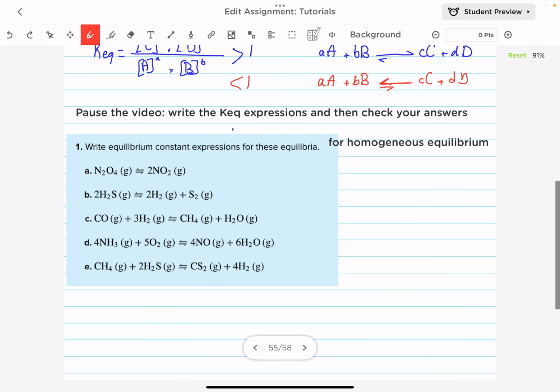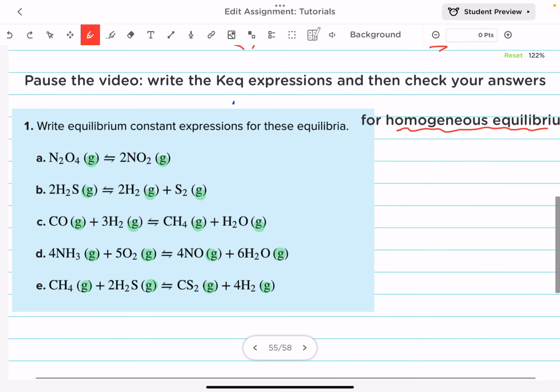Now let's take some examples and learn how to write the K expression of a homogeneous equilibrium. I would like to explain what a homogeneous equilibrium is. If you look at all these reversible reactions, you will see that every reaction has the same physical state, like all of them are gas. So it's a homogeneous equilibrium. Now, I'm going to start writing the K equilibrium. You can pause the video, write the K equilibrium expressions, and then check your answers. So, let's start. That's question A.